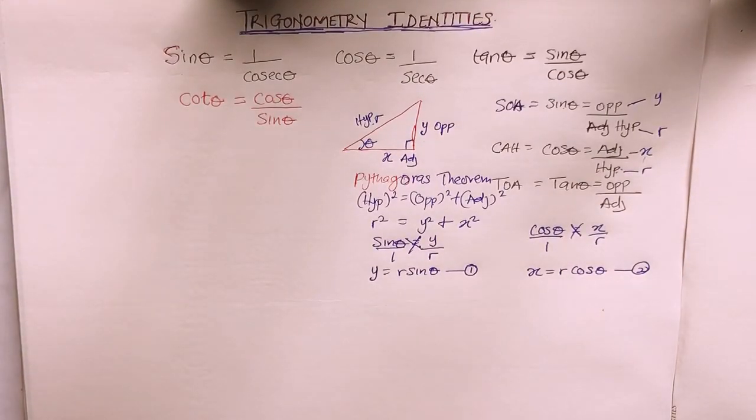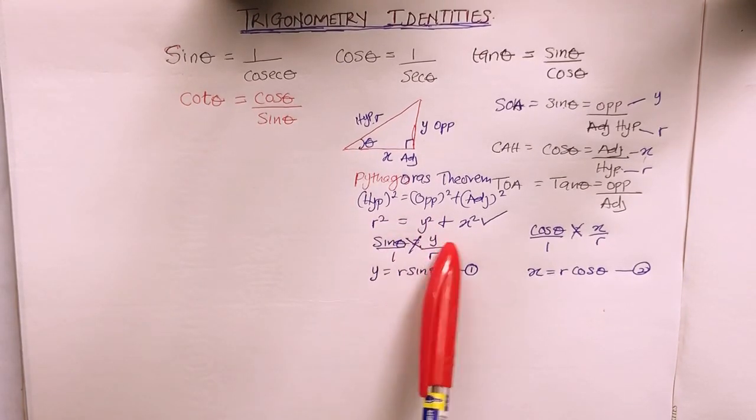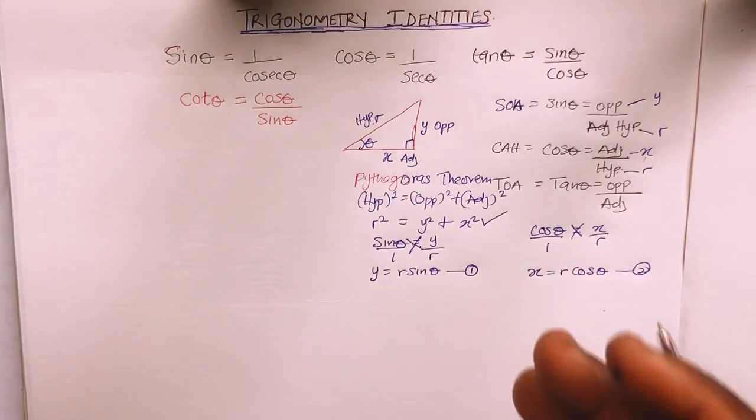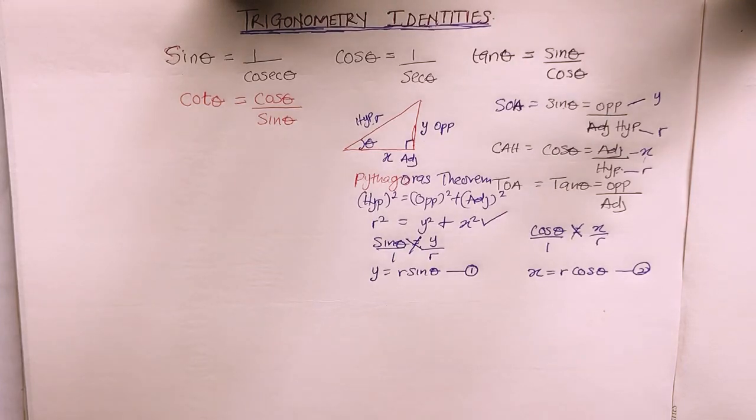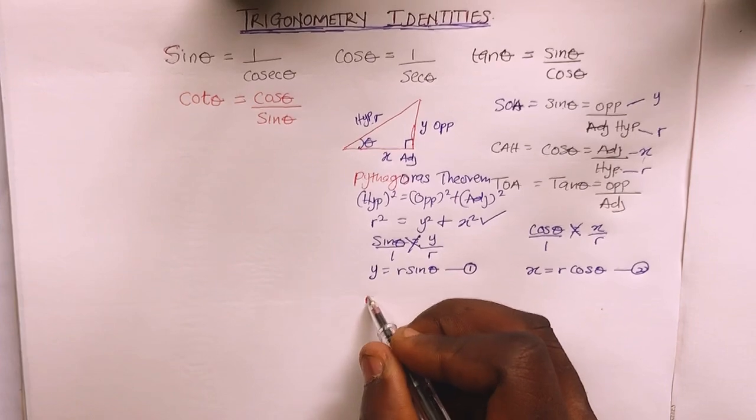Then go ahead and use the relationship from Pythagoras. Pythagoras is telling me that r squared equals y squared plus x squared. Let's use this relationship to derive our first identity. Therefore, we are going to have r squared, which is also the same thing as r squared.